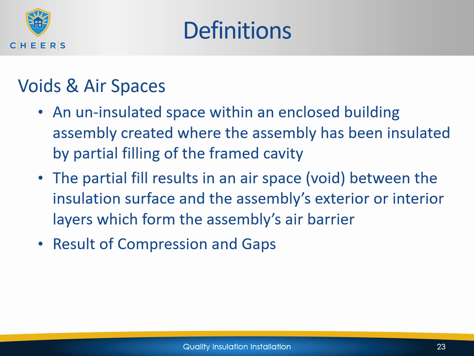Voids and air spaces. Those are uninsulated spaces within an enclosed building assembly, created where the assembly has been insulated by partial filling of the frame cavity. The partial fill results in an airspace void between the insulation surface and the assembly's exterior or interior layers, which form the assembly's air barrier. It's the result of compression or gaps. So every time you have compression or gaps within the insulation, you're going to end up with voids and air spaces within the actual assembly.